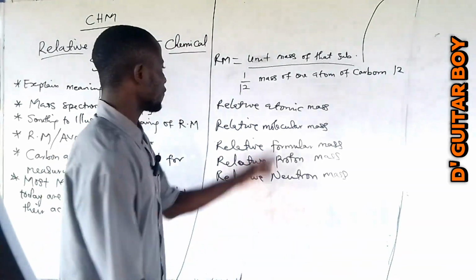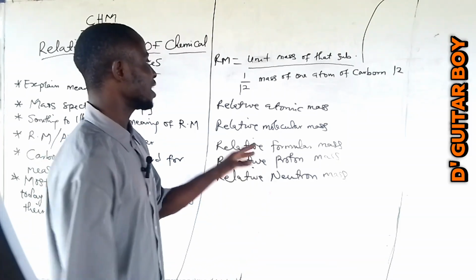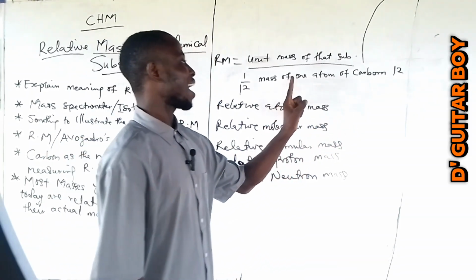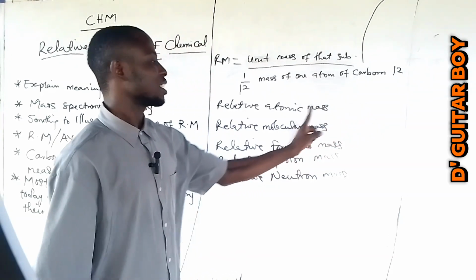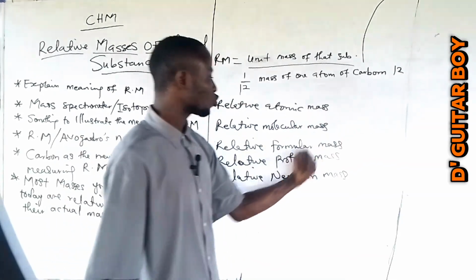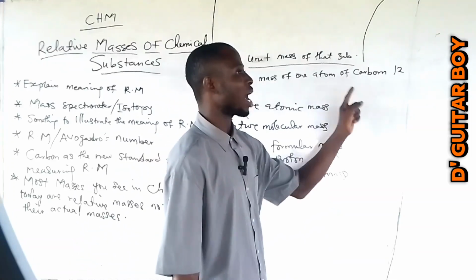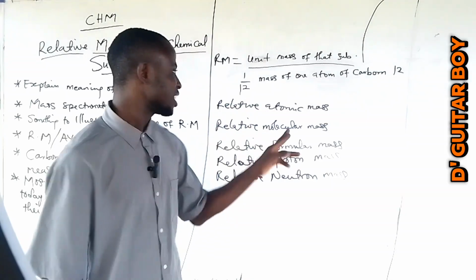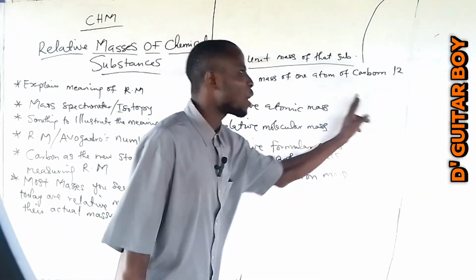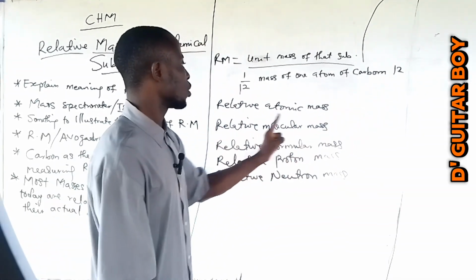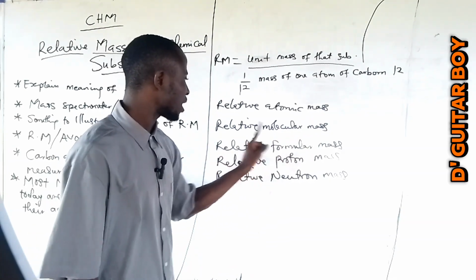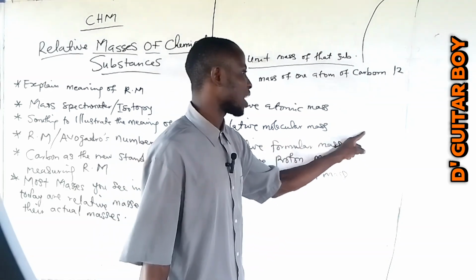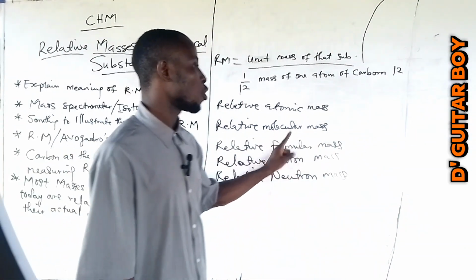So if I say what is relative atomic mass, in case you ask, relative atomic mass is the mass of one atom of that substance per 1/12, 1 all over 12, the mass of one atom of carbon 12. Now, relative molecular mass is the mass of one molecule, not atom again, molecule of that substance per 1/12 the mass of one atom of carbon 12.